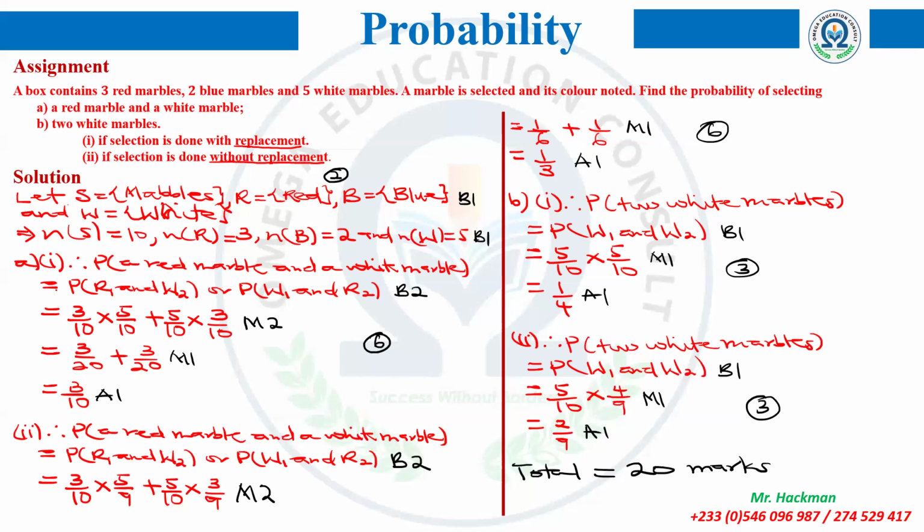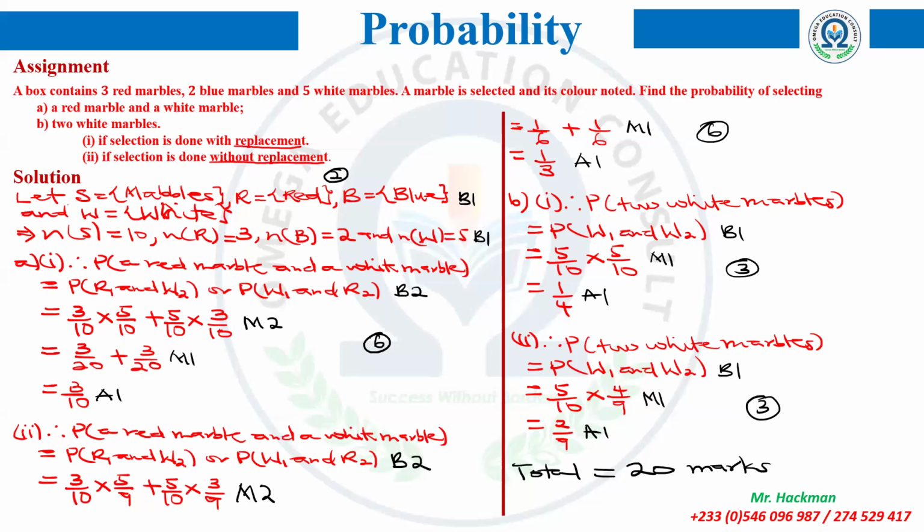Take note of that. When you are moving from A(i) to A(ii), you leave a line because you are moving from one sub-question to another sub-question. So in this case, to A(ii), what are we looking for? We are still looking for the probability of selecting a red marble and a white marble. However, this time around, the condition is that you are dealing with without replacement. So what do we do?